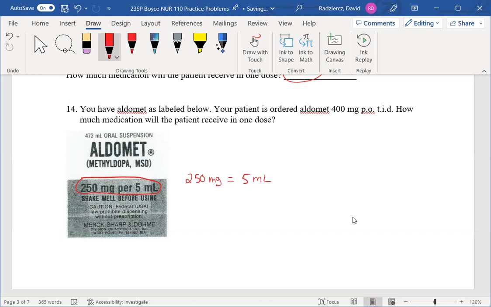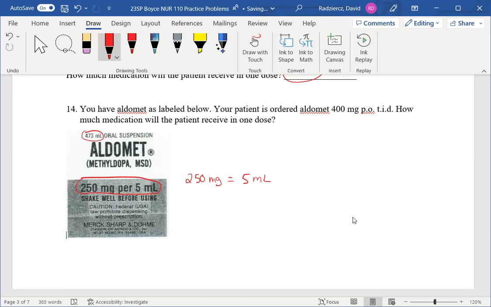Commonly, students will try to integrate this 473 milliliters. That just tells you how much is in the whole bottle. Just like you wouldn't worry about 100 tablets, you're not going to worry about the whole oral suspension. You just care about what the strength is. What is the strength of the medication?